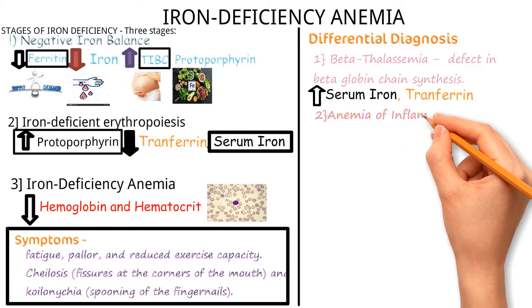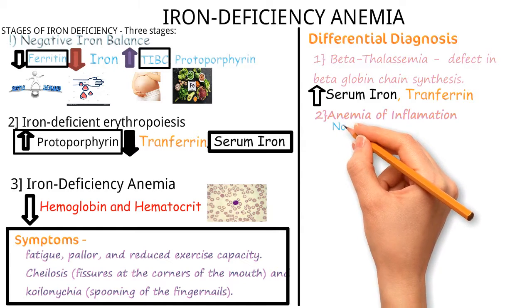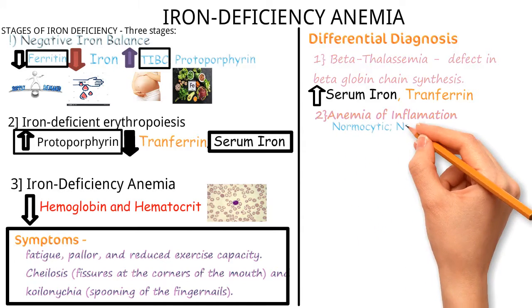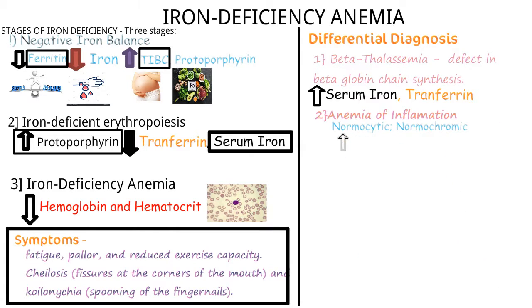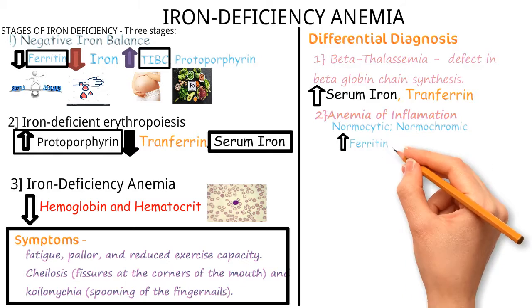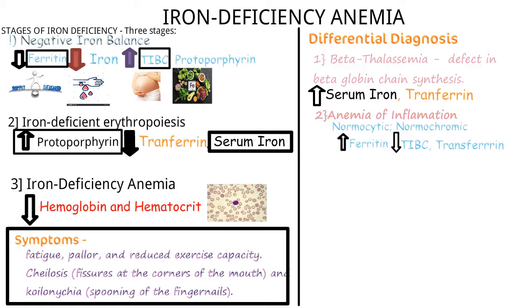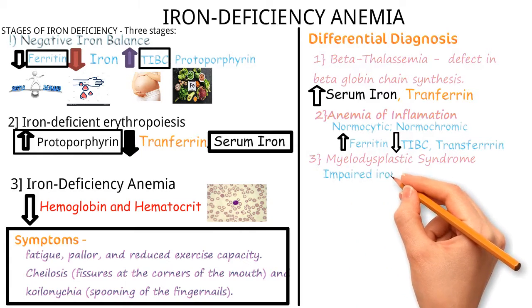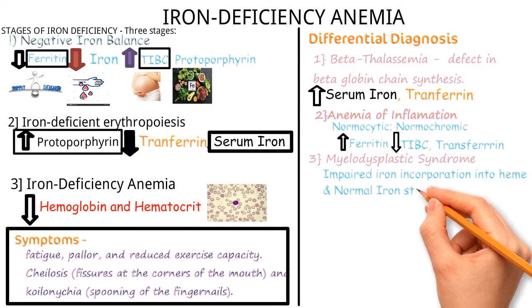The second is anemia of inflammation. Usually AI or anemia of inflammation is normocytic and normochromic, whereas iron deficiency anemia is hypochromic and macrocytic. The ferritin level is normal or increased and the percentage transferrin saturation and TIBC are typically below normal for this. The third is myelodysplastic syndromes. Patients with myelodysplasia have impaired hemoglobin synthesis with mitochondrial dysfunction, resulting in impaired iron incorporation into heme. The iron values again reveal normal stores.